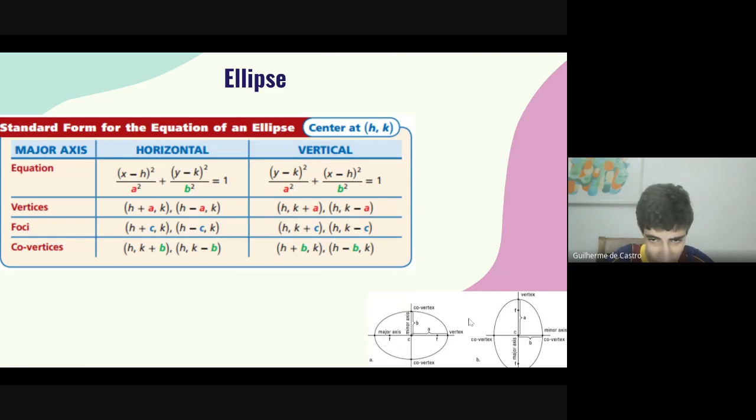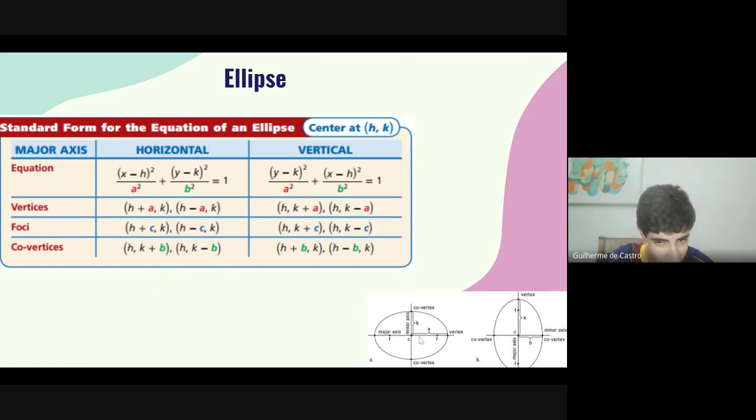And as you can see here, if we're trying to graph this ellipse, we're always going to connect our vertices with our co-vertices, right?